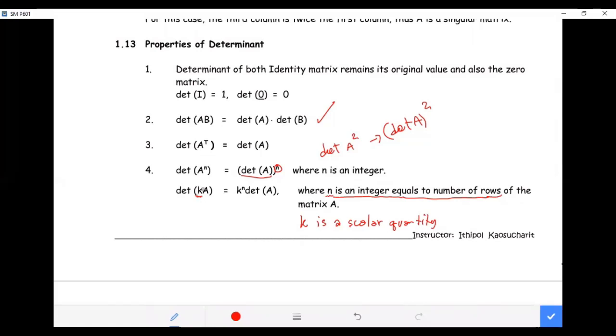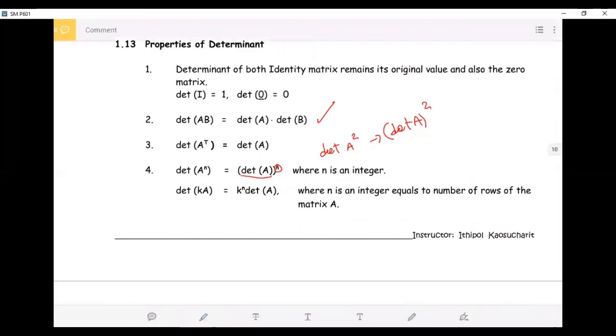So when you see a scalar quantity in front of a matrix like this, you can take it out and then power it with the number of rows, the dimension of your square matrix. So you can have k power n and then multiply with A. Okay, so I think that's okay now, right?